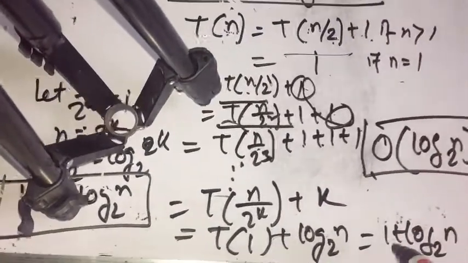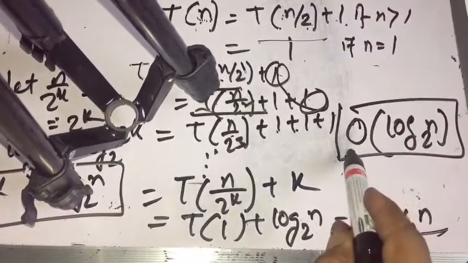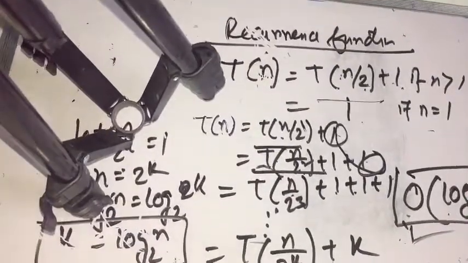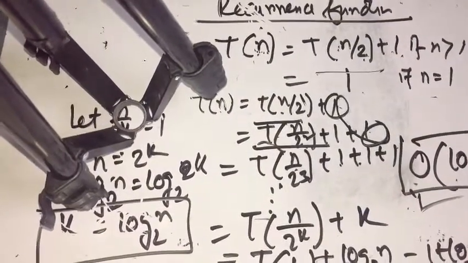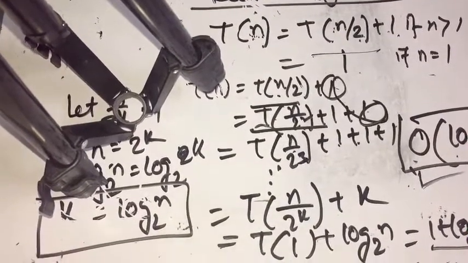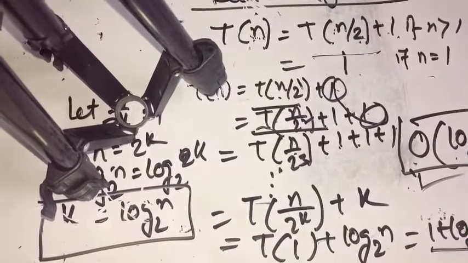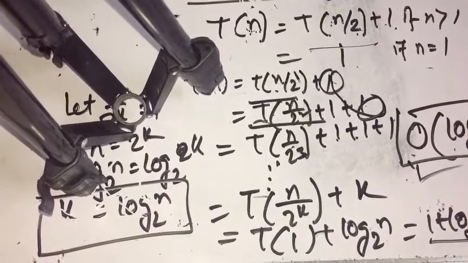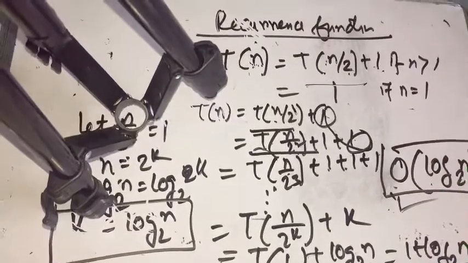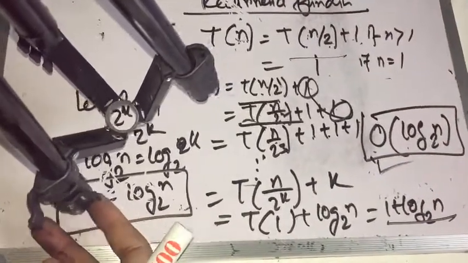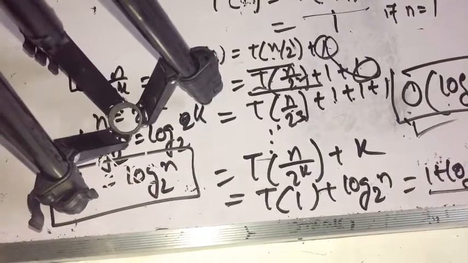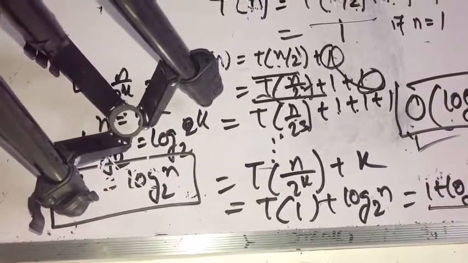We know that T of 1 is 1, so the time complexity is order of log n. That is the time complexity of binary search. So binary search is one of the efficient searching techniques, and it is based on recursive and non-recursive algorithms. You can write either the recursive or the non-recursive algorithm. In the case of the recursive algorithm, there is a divide and conquer strategy. In the case of the non-recursive algorithm, there is no divide and conquer strategy. It is based on just simple non-recursive steps using a while loop. Thank you.